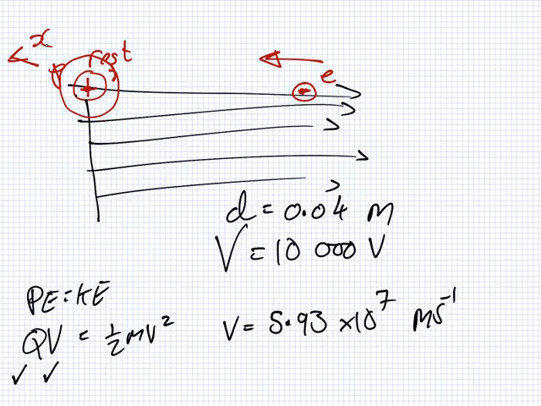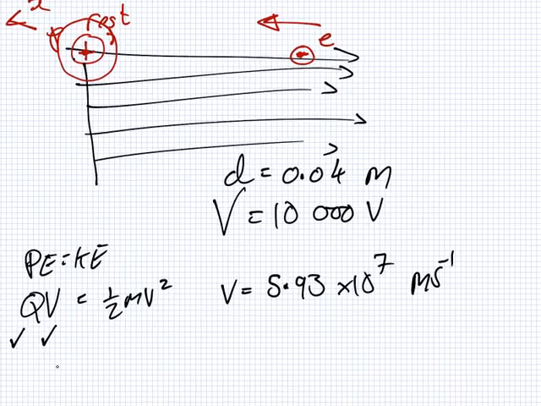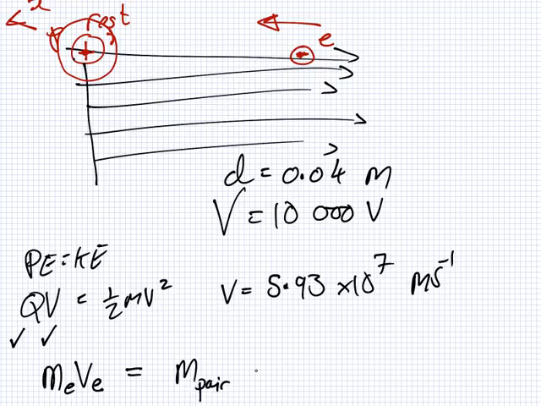Yeah. The electron is colliding with the proton and they move off together. So the momentum before the collision equals the momentum after the collision. The momentum before is the mass of the electron times the velocity of the electron. And the momentum after is the mass of the pair times x, which is what we want. So x will equal mass of electron times velocity of the electron, which we know, all over the mass of the pair, which is the mass of the electron plus the mass of the proton.